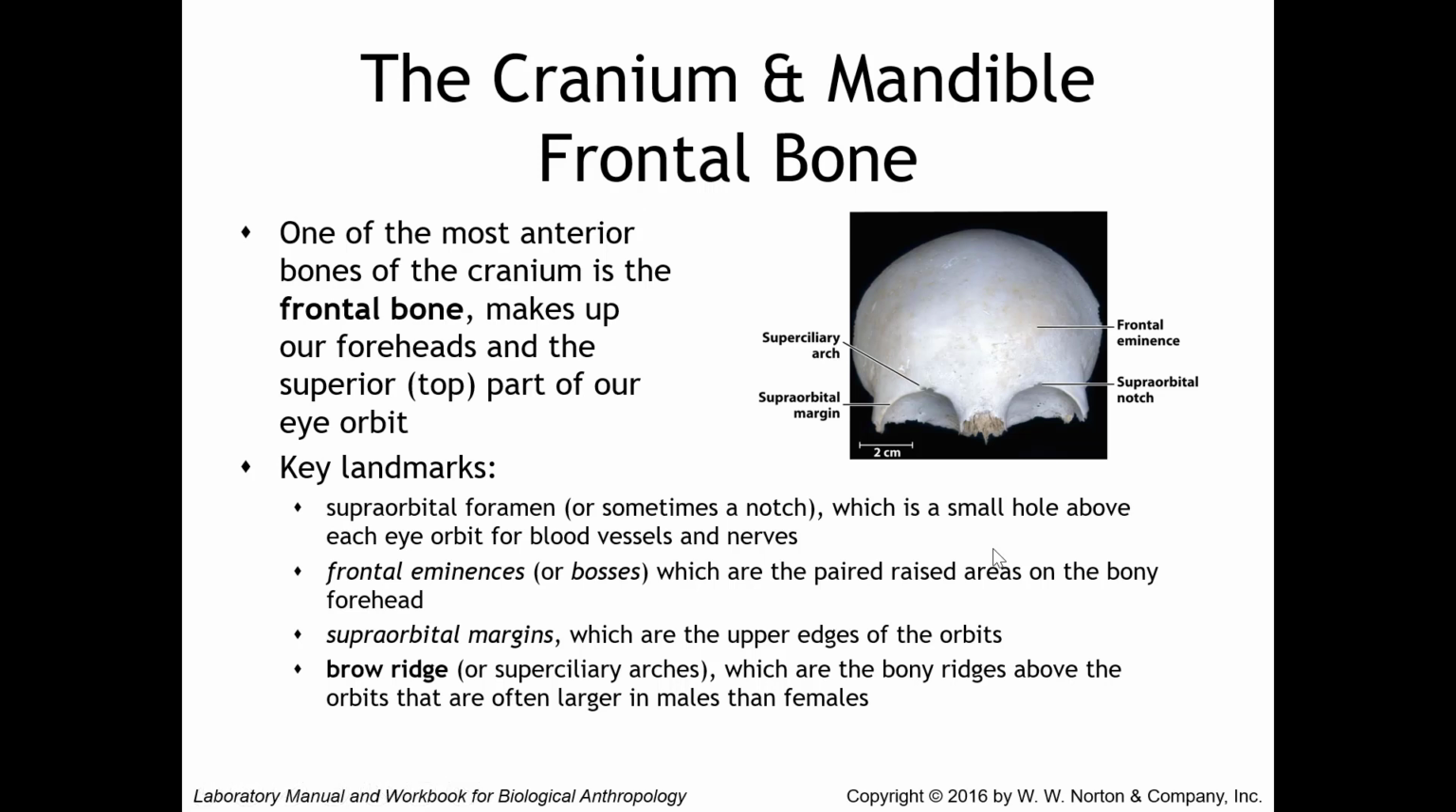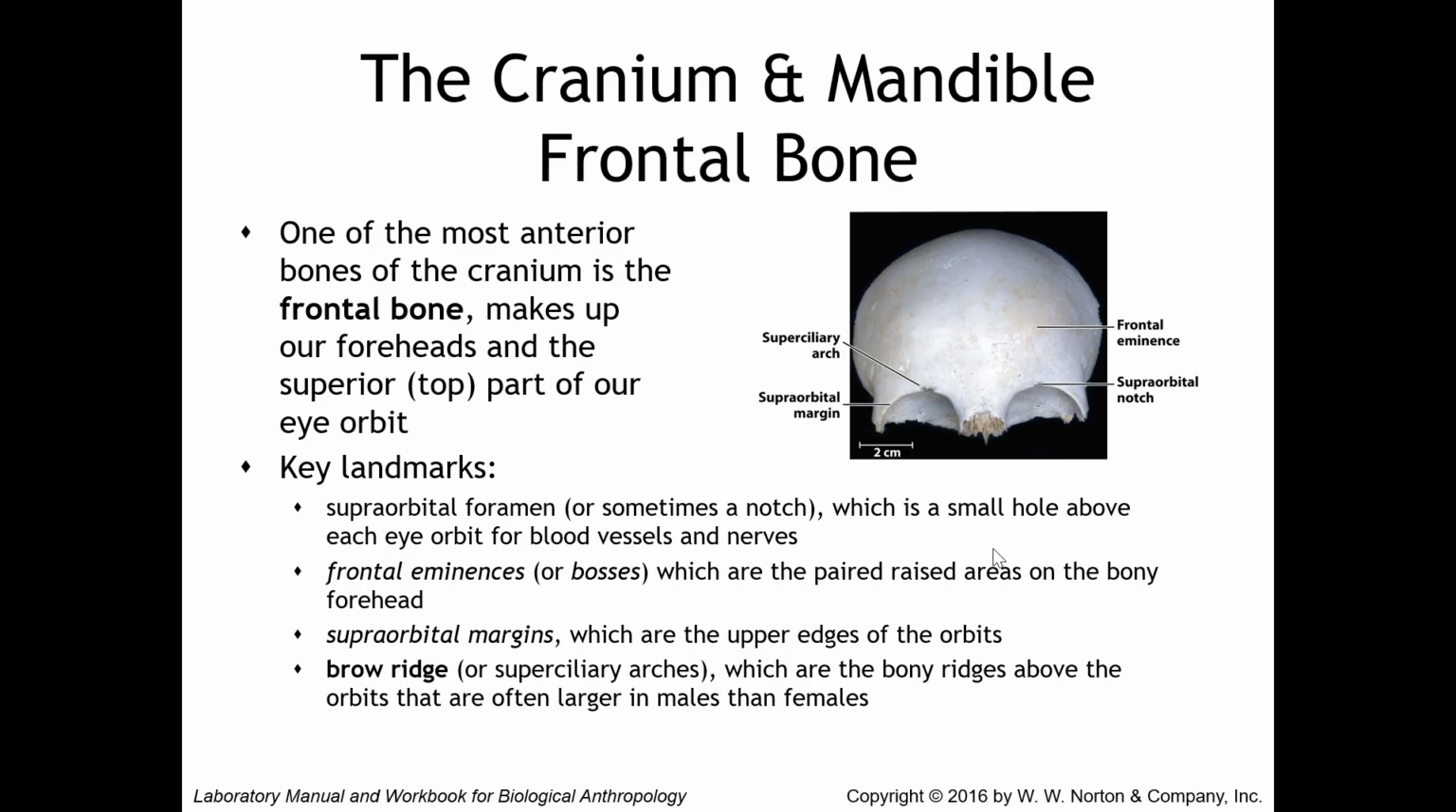One of the first bones and the easier bones to identify is the frontal bone, right? It makes up the most anterior part of the cranium, and it makes up our foreheads and the superior top of our eye orbits. There are a few key landmarks that we can see on the frontal bone: the supraorbital foramen, sometimes called the supraorbital notch, the frontal eminences or the frontal bosses, supraorbital margins, and the brow ridge. The frontal bone is one of the largest and thickest of the cranial bones, and we can see that when we look at a cranium and you look at all the other cranial bones.